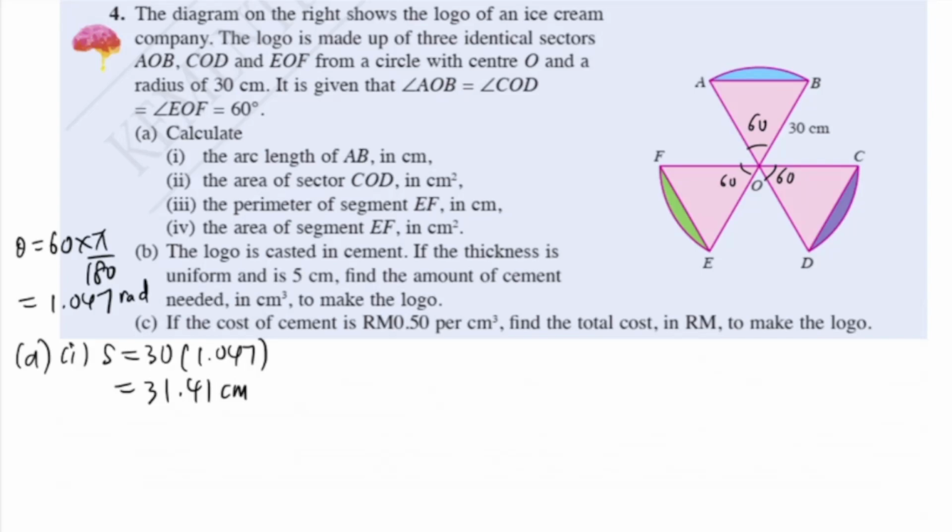All right. Next one, area of sector. Your area of sector COD will be half r squared theta, with theta 1.047, the same value of theta as earlier. You will get 471.15.